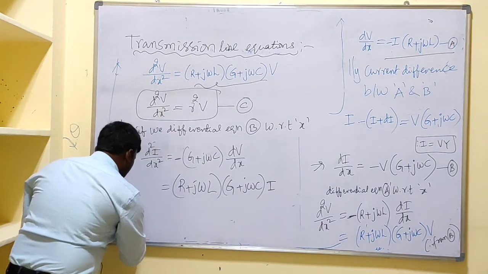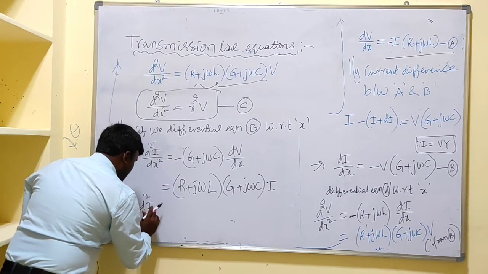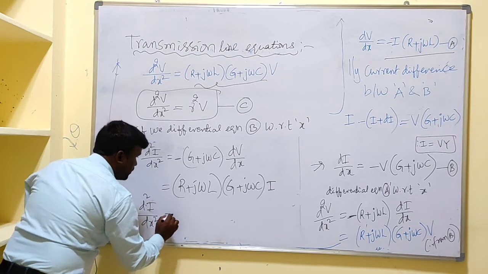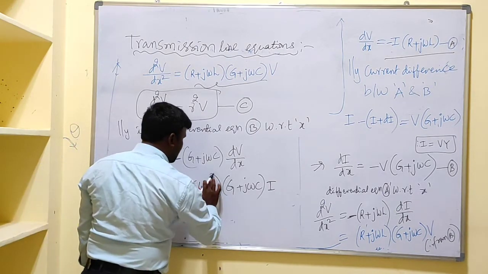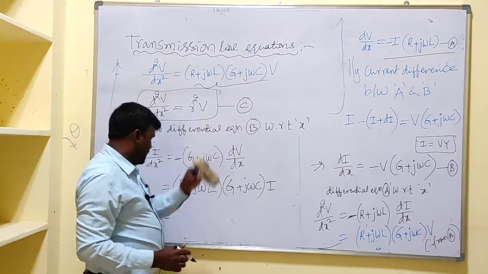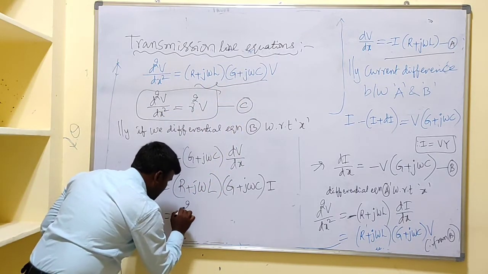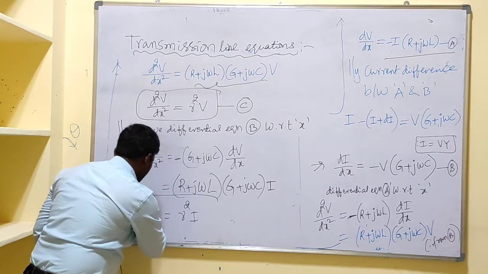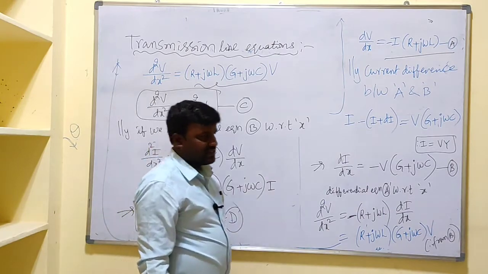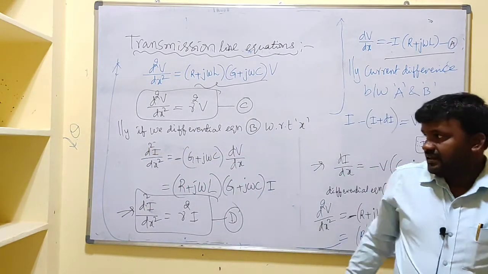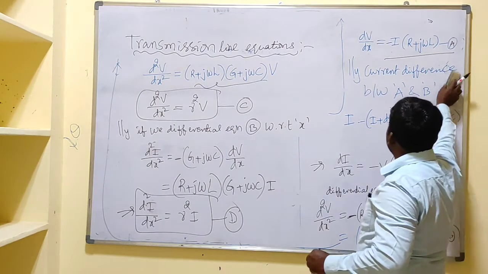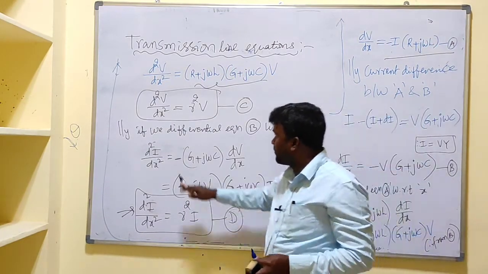I can write this one like this: d²I/dx² equals (R plus jωL) into (G plus jωC), which we already considered as γ²I. So this is equation D. From equation C and equation D, we can find the solution for V and I.